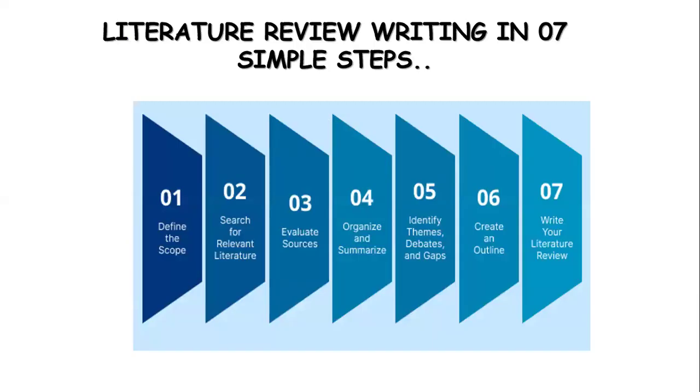This is basically an overview, to summarize how you can do literature review writing in 7 simple steps. You have to define the scope, search for relevant literature, evaluate resources. Number 4, organize and summarize your search, identify themes, debates, and gaps, and then create an outline, and then you can write your literature review.